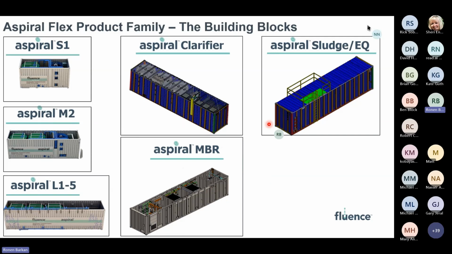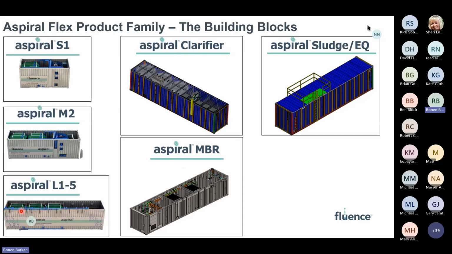At WEFTEC, I actually brought Duplos with me to try and demonstrate this. But essentially, you need to view this as Lego bricks. Every brick would have a different color, a different size, and a different function. For example, a few of the Lego blocks that Fluence has are standalone biological reactors. We call these Aspiral Ls, L for large. And in each biological reactor, you can install up to 5 MABR towers.